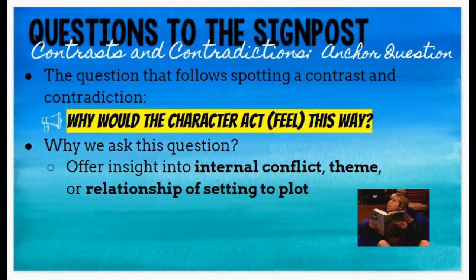Every single signpost will have an anchor question. This is going to be a unique question you'll need to answer when you've spotted the signpost. In this case, when you spot a contrast and contradiction, you'll need to ask yourself, why would the character act or feel this way? Answering this question will help you interact with the story or the text and get a deeper understanding of perhaps the internal conflict of the character, the theme of the story, or even the relationship between the setting and the plot. Answering these anchor questions will guide you on your way to answering higher level questions. You're going beyond the basic comprehension questions.